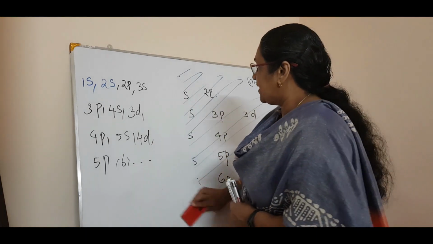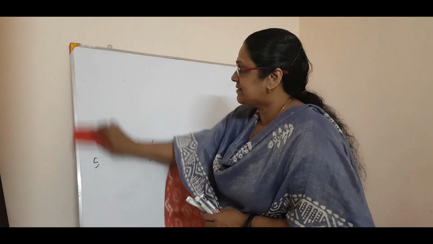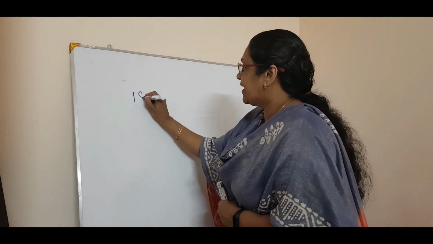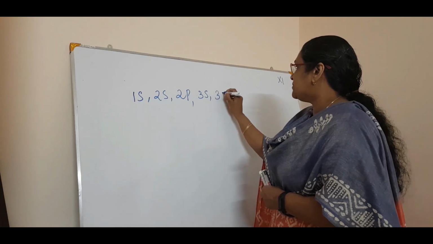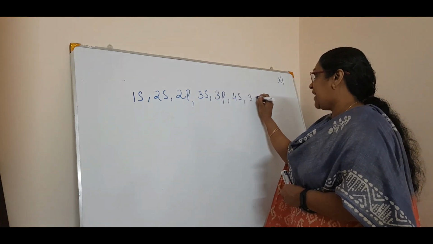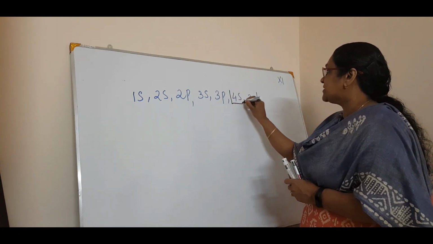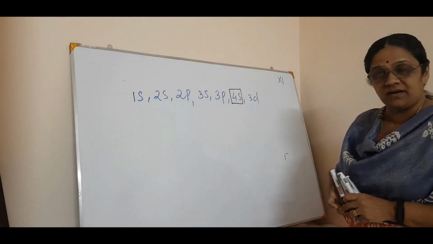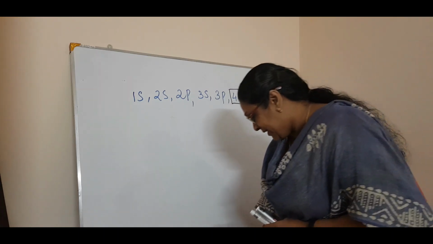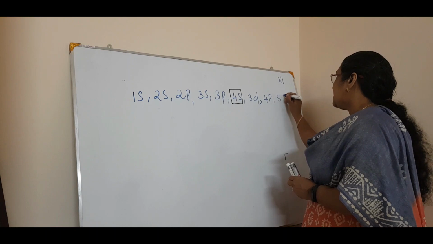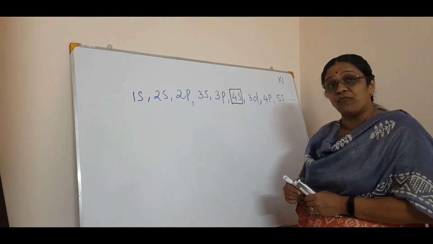Okay. Now I will just write it once more. That is 1s. Then comes 2s. Then comes 2p. Then comes 3s. Then comes 3p. Then comes 4s. And then only 3d. See, here there is a change. Why? Because the 4s orbital has got a lower energy according to the Aufbau principle. So 4s, then 3d. Then comes 4p. Then 5s. Like that it goes on. So this is the increasing order of the atomic number using the Aufbau principle.